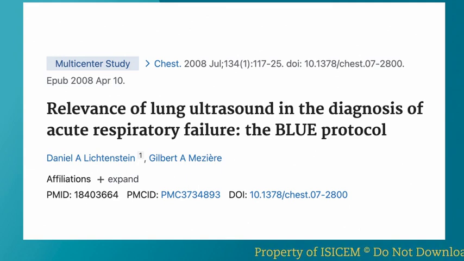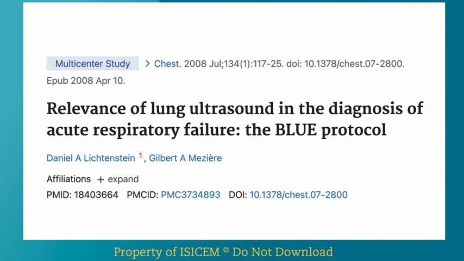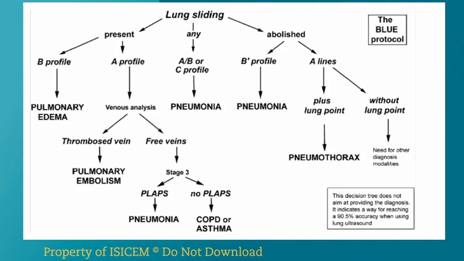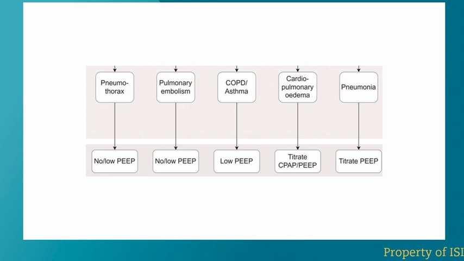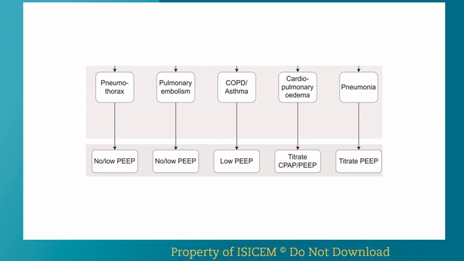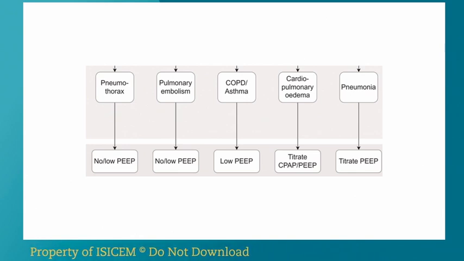So, talking about the relevance of his work in terms of setting the ventilator, I think it begins with getting your diagnosis right. So we all know the BLUE protocol, and this has been adapted many times, also by some members of our group, to use the linkage between diagnosis and ventilator settings. So for example, if your ultrasound would lead to a diagnosis of pneumothorax, it would be obvious to have a low or no PEEP strategy. And you can read on the slide, the same goes for pulmonary embolus and COPD asthma. For cardiopulmonary edema and pneumonia, you should obviously titrate PEEP.